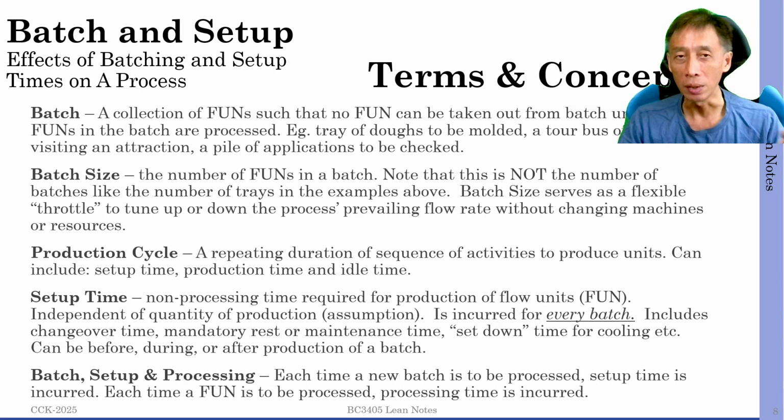So these two things, batching and setting up, tend to make things worse. Capacity, they tend to reduce it. Flow time, they tend to lengthen it. Remember flow time? The effects of flow time on the business? Why is longer flow time bad?